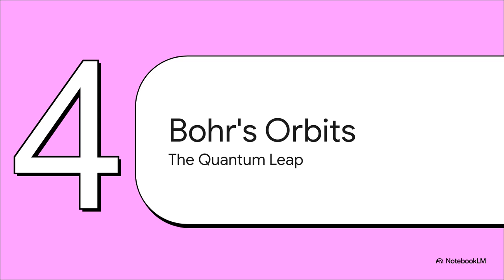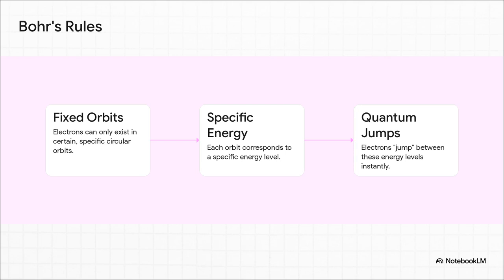A Danish physicist named Niels Bohr came along and basically said, okay, the old rules are broken. We need new ones. Bohr just threw the old physics rulebook out the window. He proposed that electrons can't just orbit wherever they feel like it. They're stuck on specific paths or energy levels, kind of like rungs on a ladder. They can't exist between the rungs.